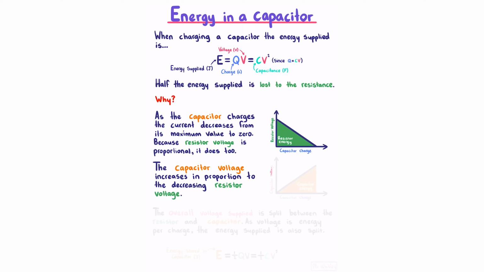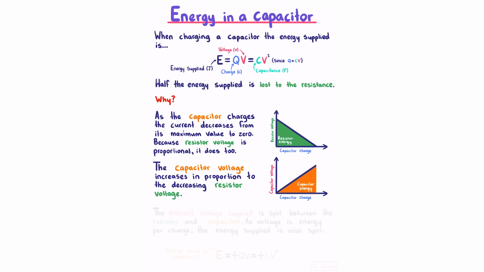One way to think of this is that our total supply voltage must equal the sum of our resistor voltage and our capacitor voltage. So if our source voltage is 12, if one is 0, the other must be 12, and vice versa. And so our capacitor voltage increases as our capacitor charge increases.